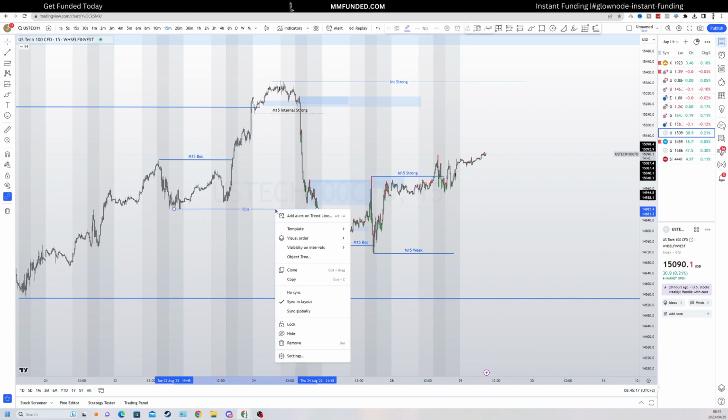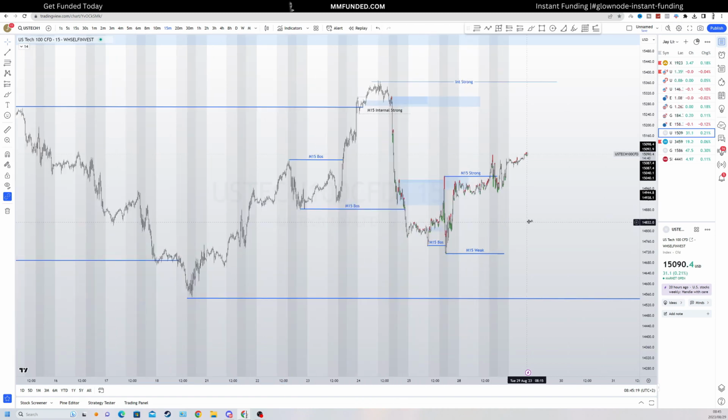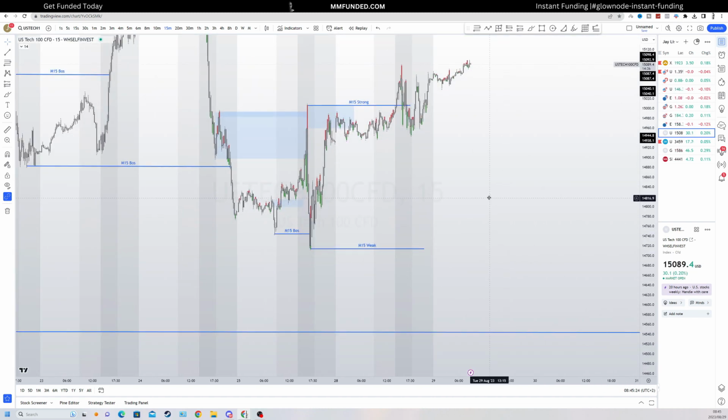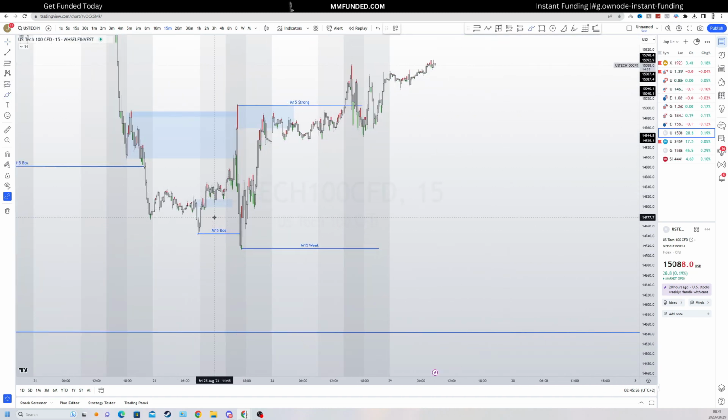This IBOS was the M15 BOS to the downside. We then started that M15 pullback over here with this internal shift to the upside. Started this M15 pullback. We then broke structure to the downside.